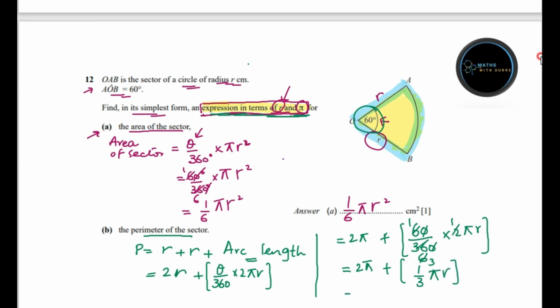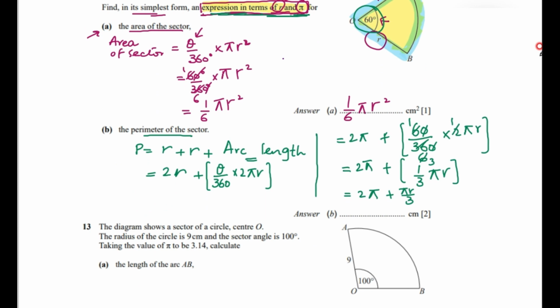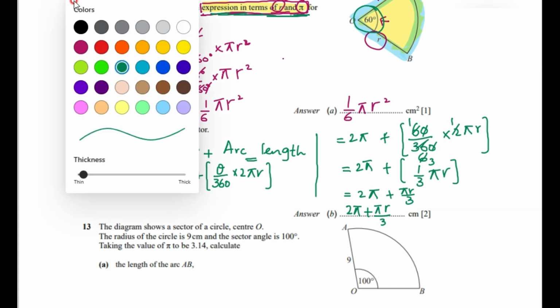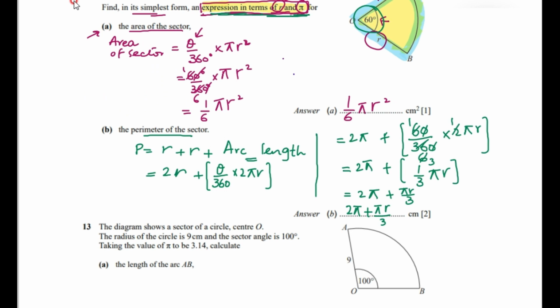Or you can write it in a more simplified form, 2 pi plus pi r upon 3. So yes, this is our answer because we cannot simplify it more. So here we can say that 2 pi plus pi r upon 3 is the answer. Easy? Yes, pretty easy. So let's move to solve the next question. Read the next question.